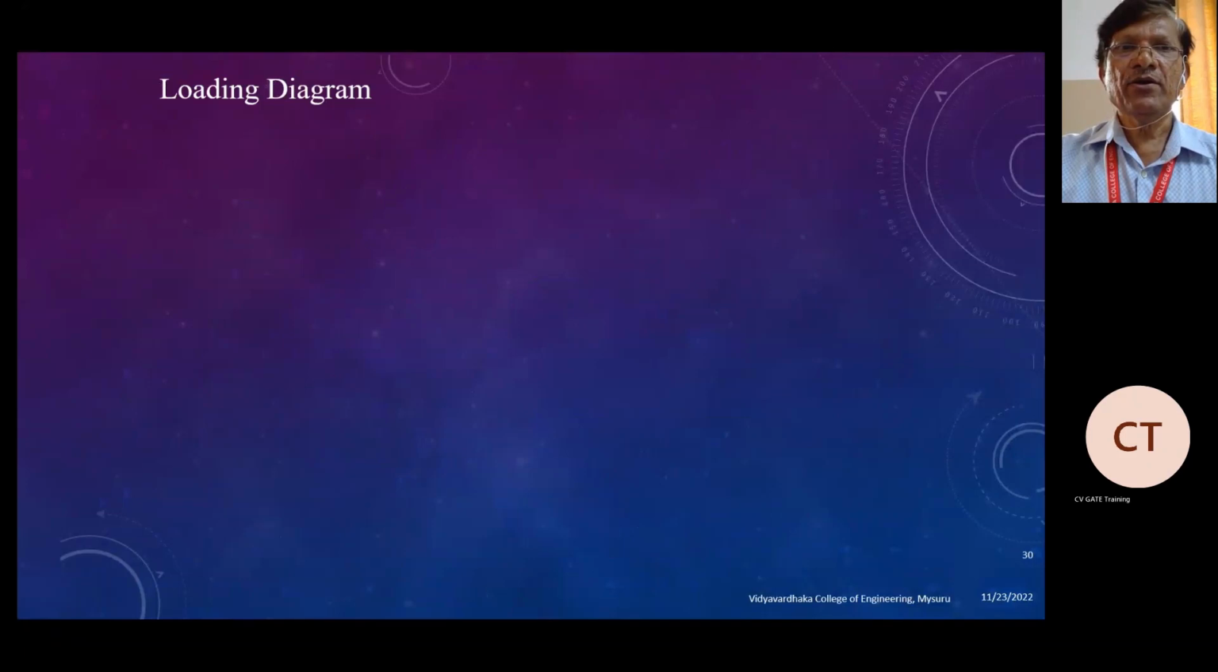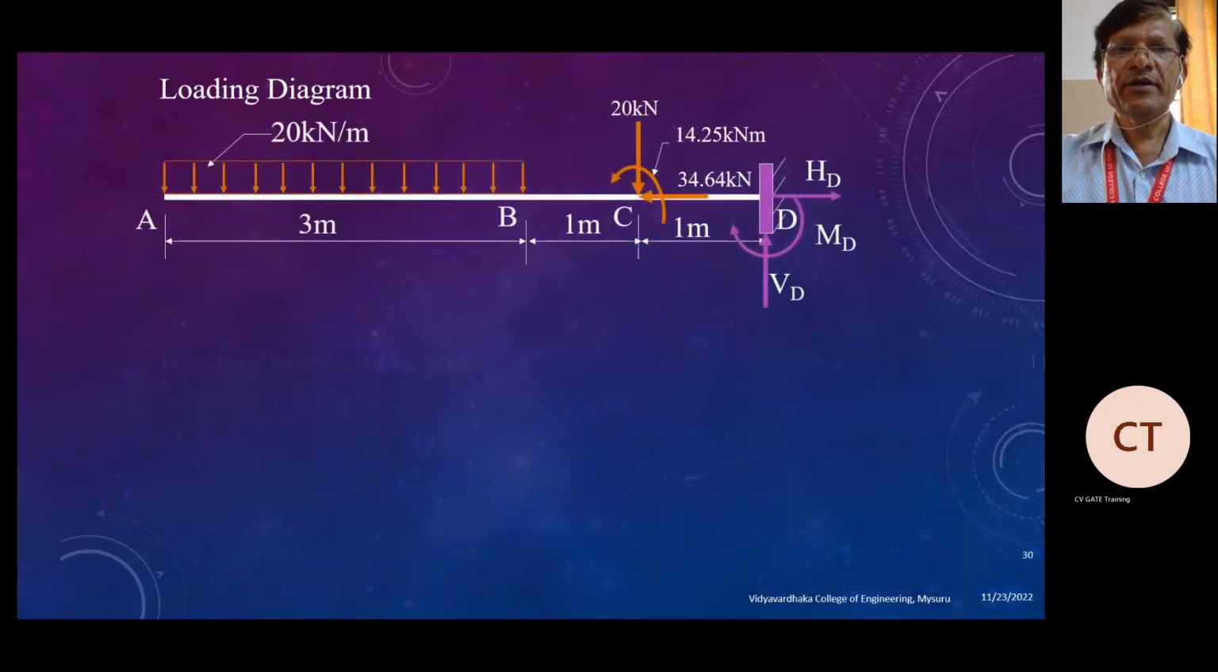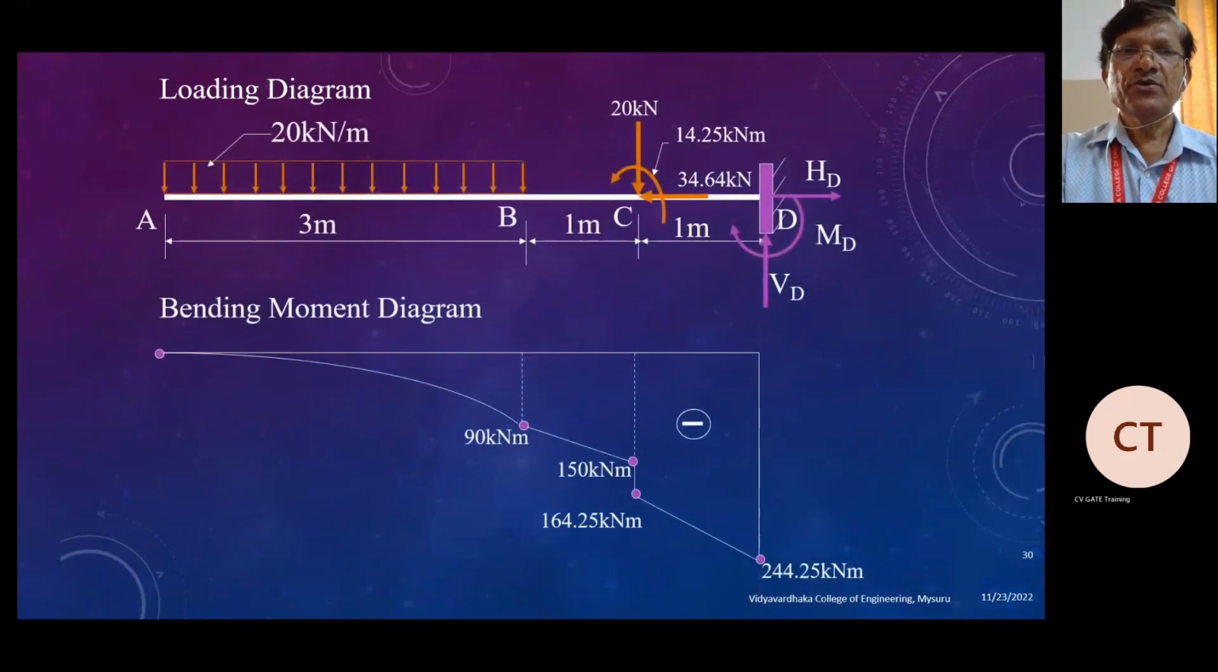So this is the loading diagram, and this is the bending moment diagram. The bending moment at the free end will always be 0, unless you have a moment at that point. If you have a concentrated load or a UDL, it will be 0. So the moments are calculated at B, MB, and MC.